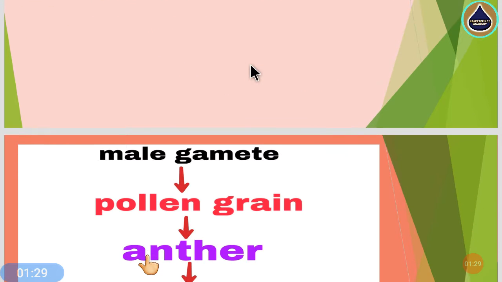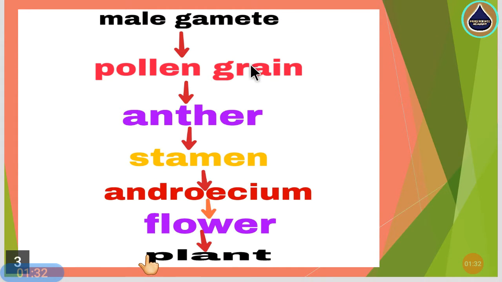Now, before I take the example of seed formation and how many cells are needed, I would like to explain how this male gamete is formed and where the location of this male gamete is. This male gamete is found and formed in the pollen grain, and this pollen grain is found in the anther, and the anther is the part of the stamen, and the stamen is the part of the androecium, and the androecium is the male part of the flower, and the flower is the part of the plant.